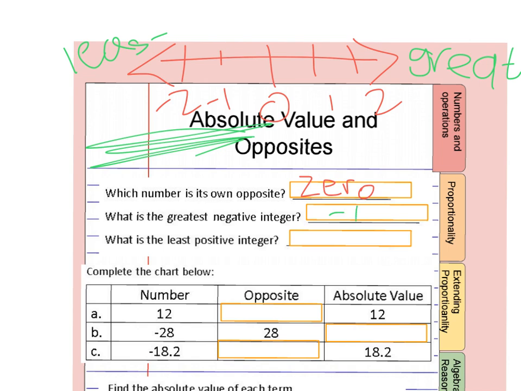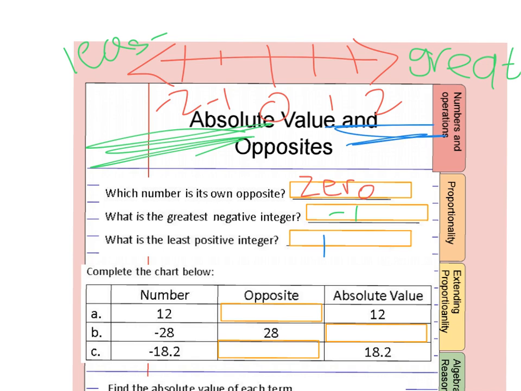Okay, our next question is, what is the least positive integer? The positive integers, that means we're looking at the ones on the right over here. And the least positive would be the one that is closest to 0. So it is 1. And if you remember our vocabulary, 1 and -1 would be called opposites because they're opposite of each other.